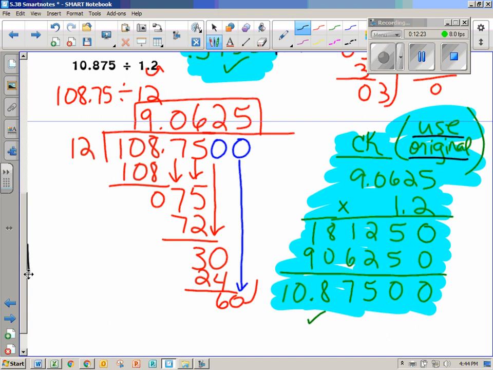So again, this was our quotient, this was our original divisor, and we got our original dividend. If you don't check with the original, then you may have made an error in shifting the decimal and such. So you have to check with the original. So hopefully you got those correct.